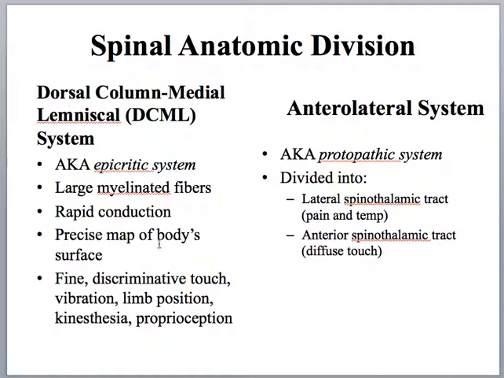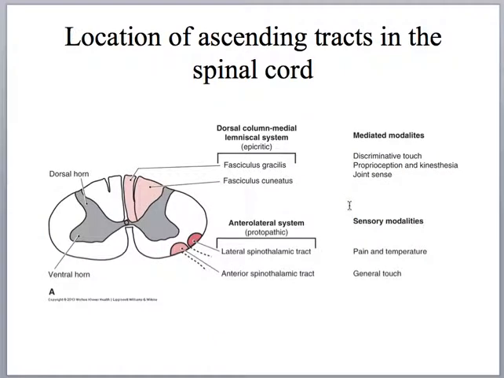And so again, just follow this in terms of the spinal divisions. They're shown here as compared to pain and temperature. And so this shows a diagram of what I just talked about in terms of where you find the tracts of your dorsal column medial lemniscal system, and where you find your lateral spinothalamic and anterior spinothalamic tracts as they ascend into the thalamus.